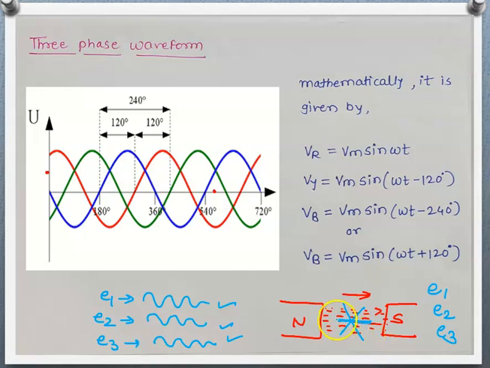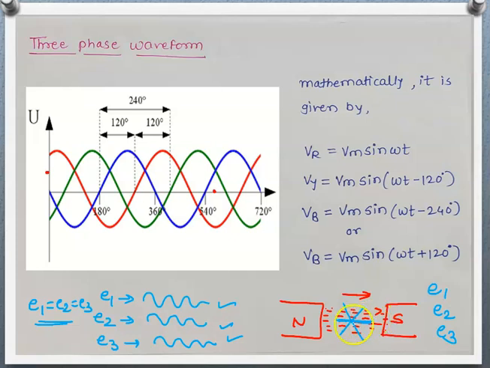But observe here, the conductors must be equally apart, so that we will get E1 equals E2 equals E3. When the length of the conducting material is the same, that means the number of turns used for each winding must be the same, so that we will get equal magnitudes of induced EMF in all the phases.